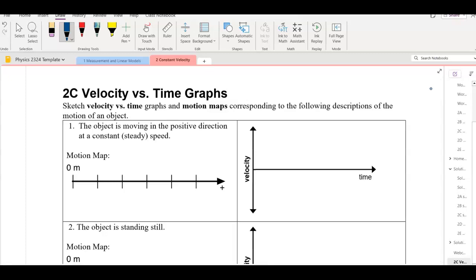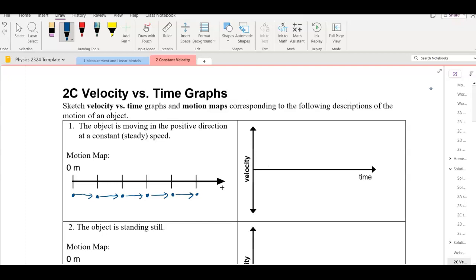So first it says, let's make a motion map for something that's moving in the positive direction at a steady speed. And so, I'll just start the object at position 0, and let's let it go at 1 meter per second. And so as each second passes, it's moving 1 meter to the right. And I'm going to have a motion map where the arrows, the velocity vectors, are all the same length, and they're indicating a velocity of 1 meter per second.